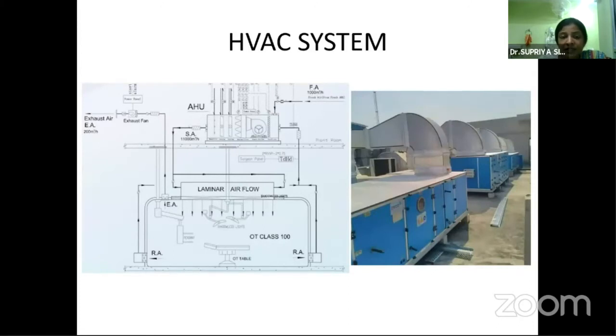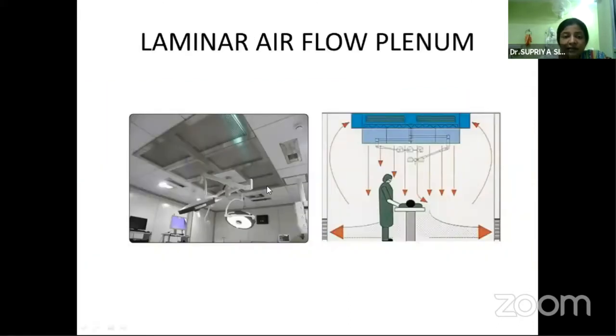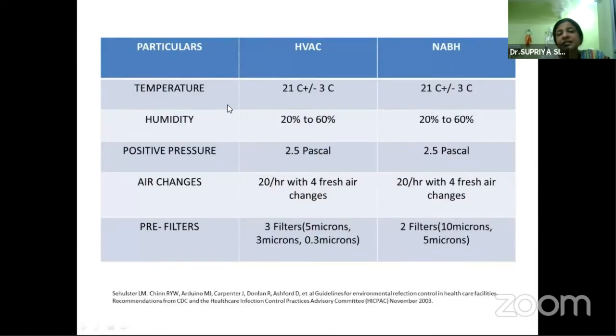So this is how it looks. This is a photograph of laminar airflow plenum. As per CPCB and NABH guidelines, a temperature of 21 plus minus 3 degrees centigrade, humidity of 20% to 60%, positive pressure of 2.5 pascals, with minimum of 20 air exchanges per hour is a must, including 4 fresh air exchanges.